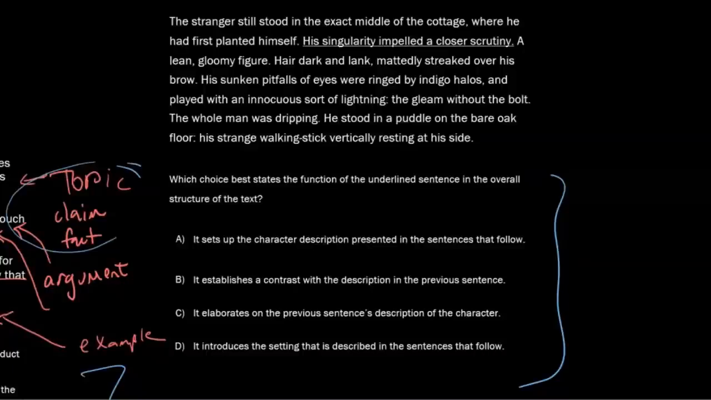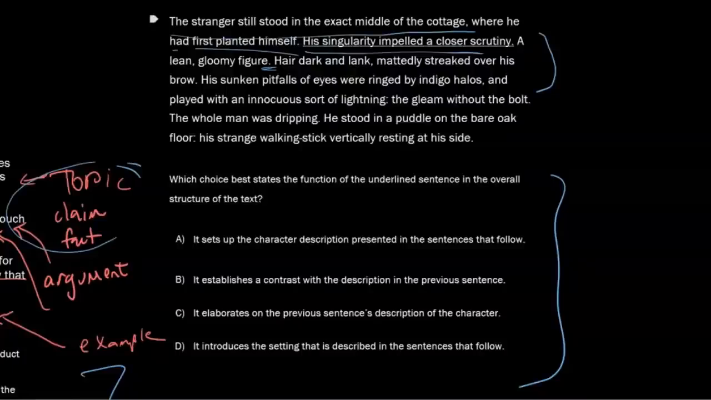So, first sentence: the stranger still stood in the exact middle of the cottage where he had first planted himself. Okay, that's kind of just like a description, I guess. His singularity impelled a closer scrutiny. A lean, gloomy figure. This is kind of short, so we're going to extend our sentence sandwich, okay? Because we see that this could be a comma and this, or some other form of linking phrase, and that would kind of work. Hair dark and lank, mattedly streaked over his brow. His sunken pitfalls of eyes were ringed by indigo halos, and played with an innocuous sort of lightning, the gleam without the bolt. The whole man was dripping. He stood in a puddle on the bare oak floor, his strange walking stick vertically resting at his side.